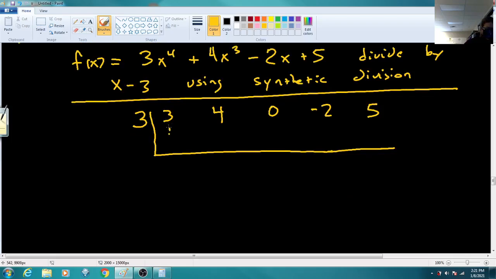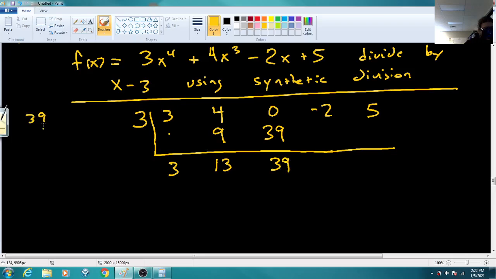What we do is we bring the first 3 down. So that first 3 here drops down. 3 times 3 makes a 9. 4 plus 9 makes a 13. 3 times 13 is a 39. 0 plus 39 is still 39.